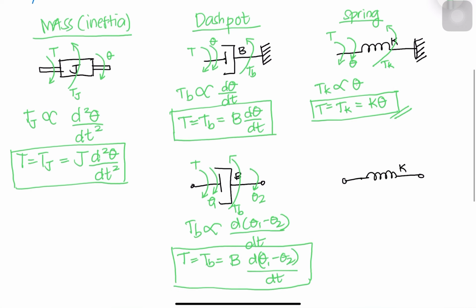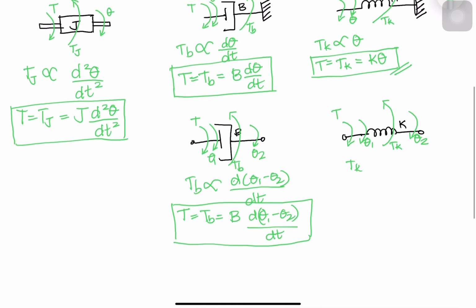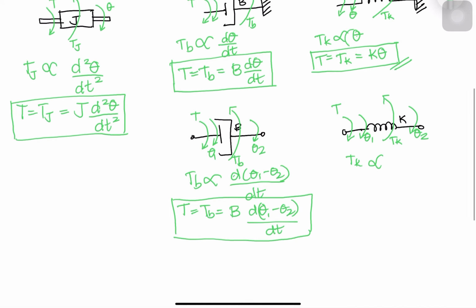For case 2, if we apply a torque here, there will be torque 1 and the angular displacement 1 and angular displacement 2. So the opposing force TK will be here. So TK will be proportional to, instead of theta here, it will become theta 1 minus theta 2. So the applied torque T is equal to TK, which is equal to K theta 1 minus theta 2.